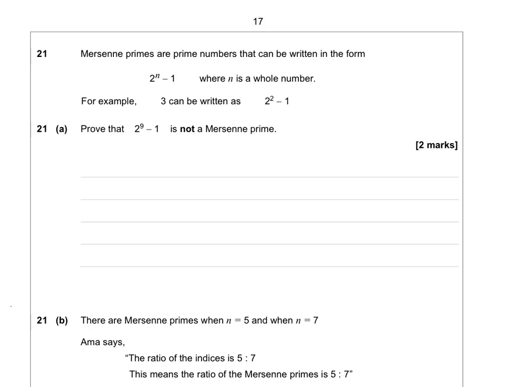Question 21. Mersenne primes are prime numbers that can be written in the form 2 to the n minus 1, where n is a whole number. For example, 3 can be written as 2 squared minus 1. Prove that 2 to the 9 minus 1 is not a Mersenne prime.